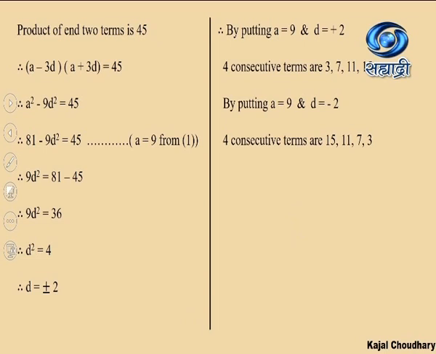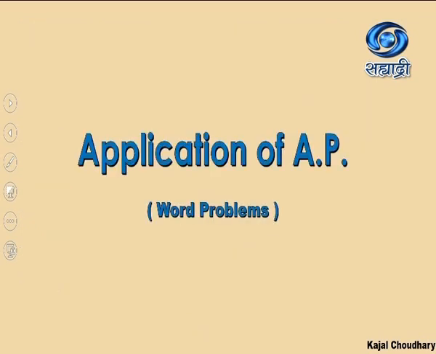If it is plus 2, the sequence starts from 3, then 7, then 11, then 15. Whereas if your D is minus 2, then your sequence turns out to be 15, 11, 7 and 3. You can check it out. Substitute the values of A and D into the 4 terms which we had assumed, and we are going to get the answer.